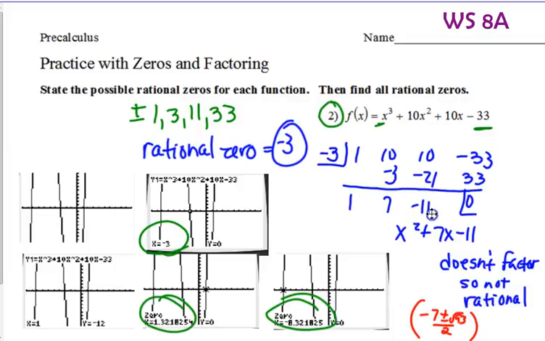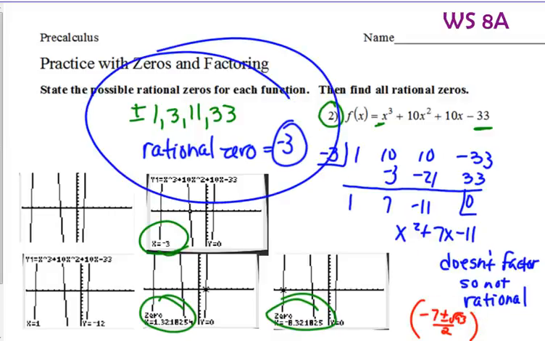So I did this, and I got a quadratic, and I did the quadratic formula. You don't have to do that. It just says find the rational zero. We found it. It was at -3, okay?